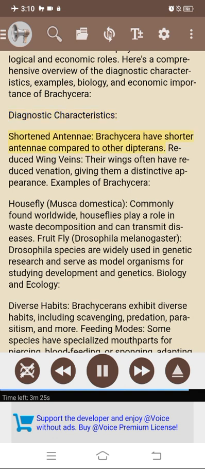Diagnostic characteristics. Shortened antennae. Brachycera have shorter antennae compared to other dipterans. Reduced wing veins. Their wings often have reduced venation, giving them a distinctive appearance. Examples of Brachycera. Housefly, Musca domestica, commonly found worldwide. Houseflies play a role in waste decomposition and can transmit diseases. Fruit fly, Drosophila melanogaster. Drosophila species are widely used in genetic research and serve as model organisms for studying development and genetics.